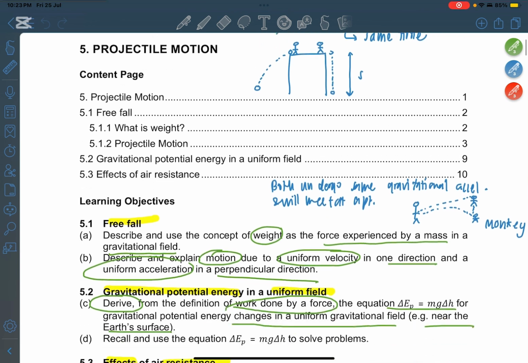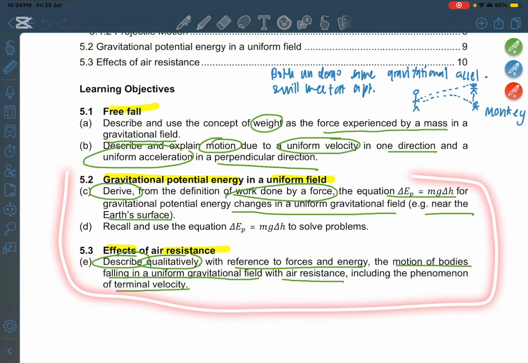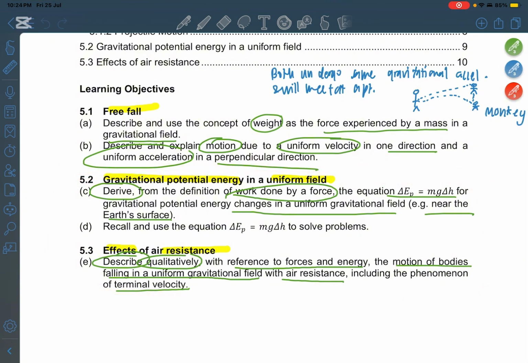We talked about projectile motion, free fall, and motion due to uniform velocity in one direction and uniform acceleration in a particular direction. And then gravitational GPE in a uniform field, which is what we're going to talk about. From the definition of work done by a force, the change in GPE equals mg times change in h, for GPE changes in a uniform gravitational field, for example Earth's surface, and we use this equation to solve problems.